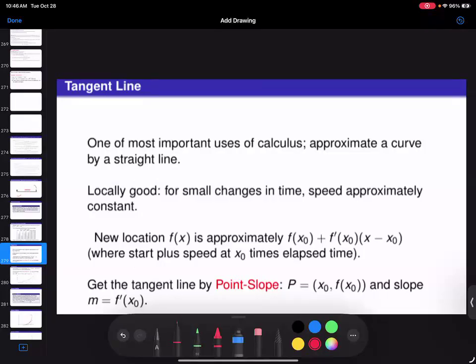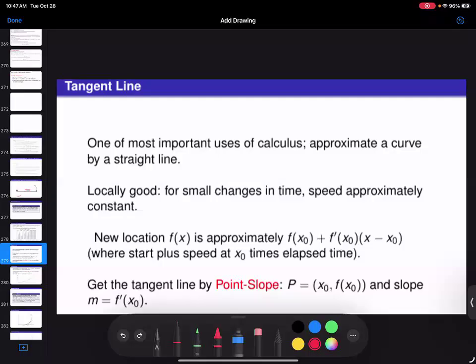So we've been doing a lot of review of linear algebra. Let's quickly review calculus. One of the most important uses of calculus is to approximate a curve by a straight line. This is the tangent line approximation. The idea is that locally, any differentiable function looks like a straight line. If you're driving on the highway and I know your instantaneous speed, I can figure out where you will be a split second later. Where you'll be an hour later is very different. But in a small amount of time, there really shouldn't be that much change.